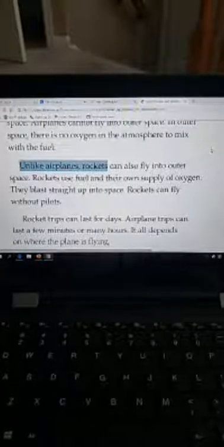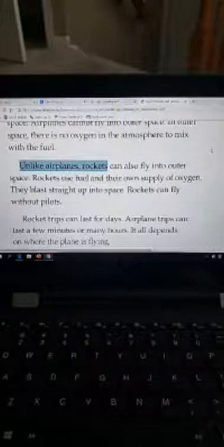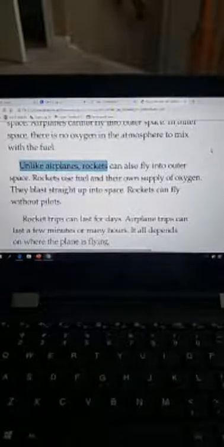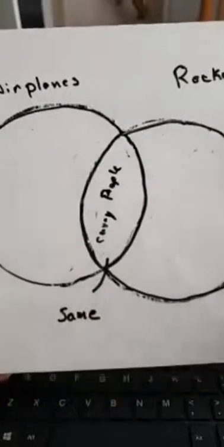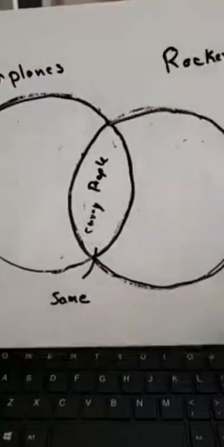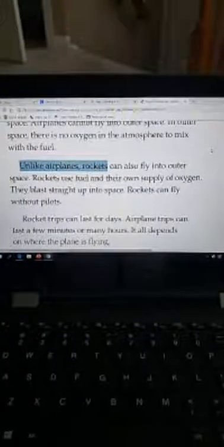Okay? So like the student just said, unlike means we're starting to contrast. When we contrast, the information goes on the outside of the Venn diagram or double bubble, which is our graphic organizer we're using for this comprehension skill.